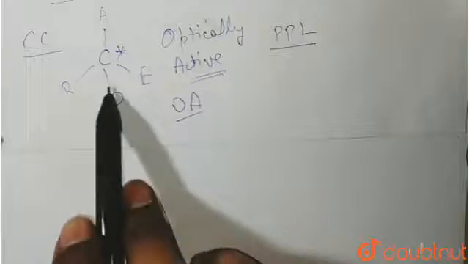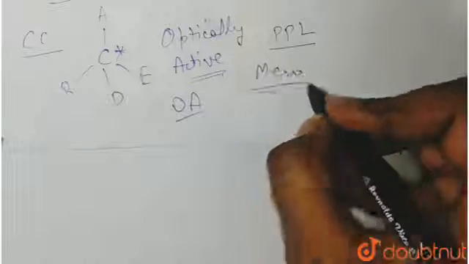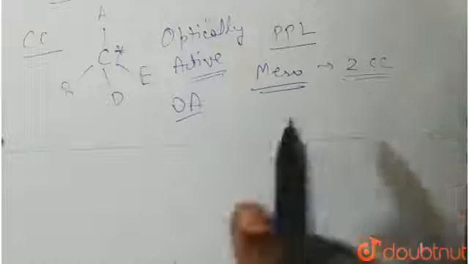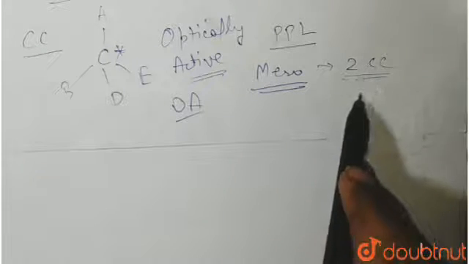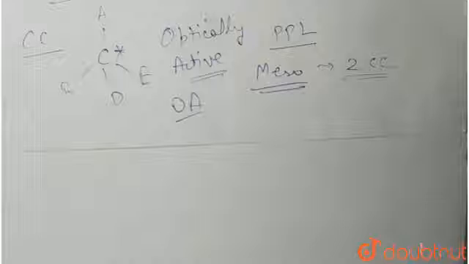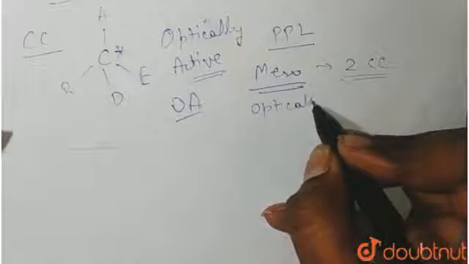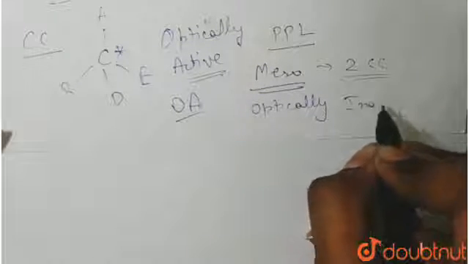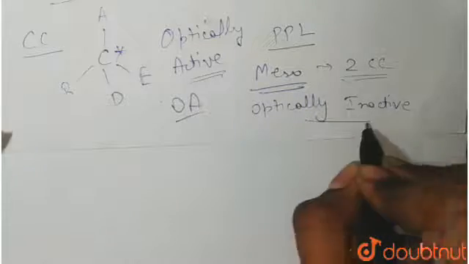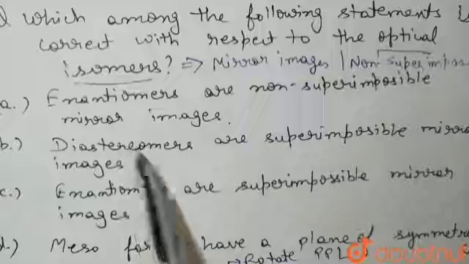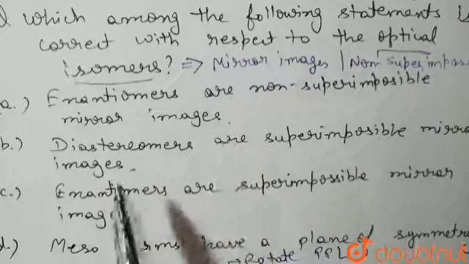In meso compounds, a minimum of 2 chiral centers must be there. Then only a compound can be a meso compound, and these are optically inactive compounds.